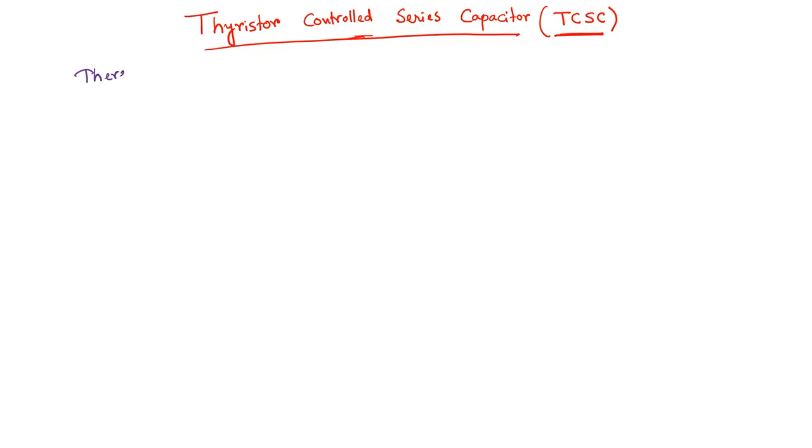So basically there are two types of thyristor or GTO based series compensator. GTO is a kind of switch like thyristor, its full form is gate turn off. This is used instead of thyristor in some of the types of series compensator. We will come to that.